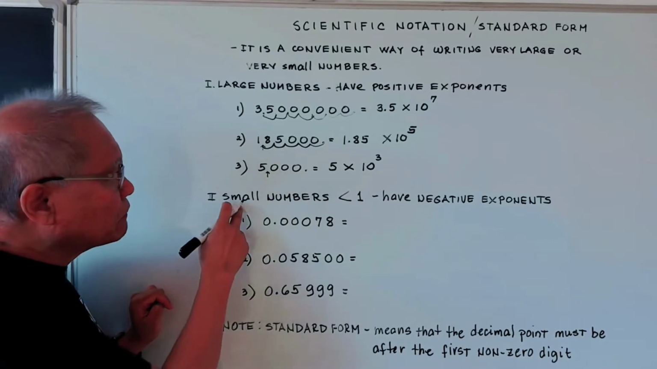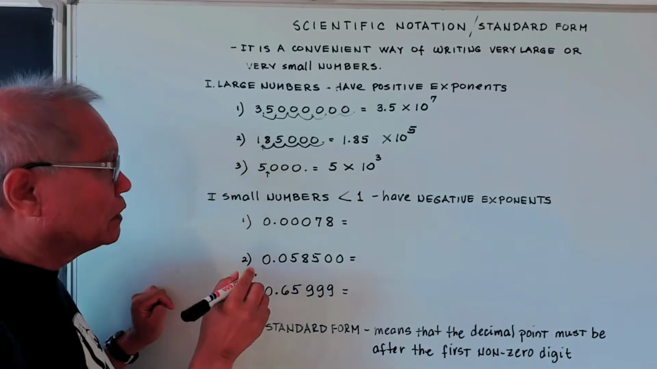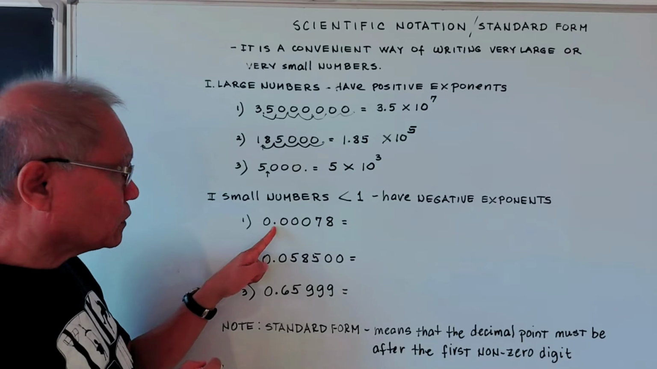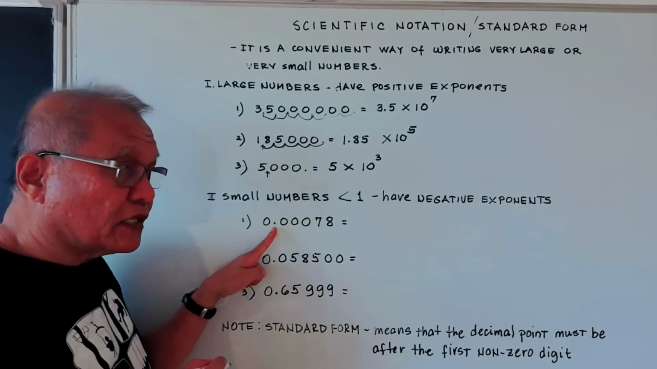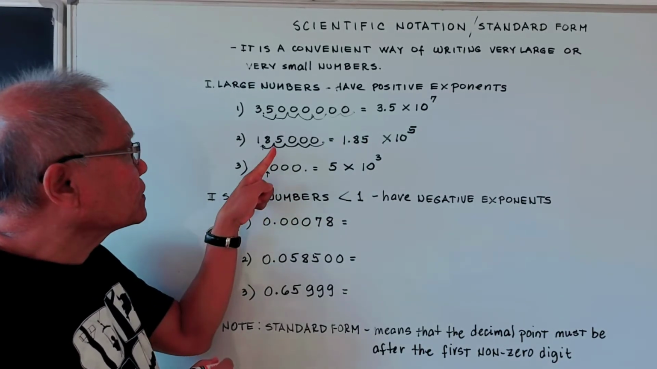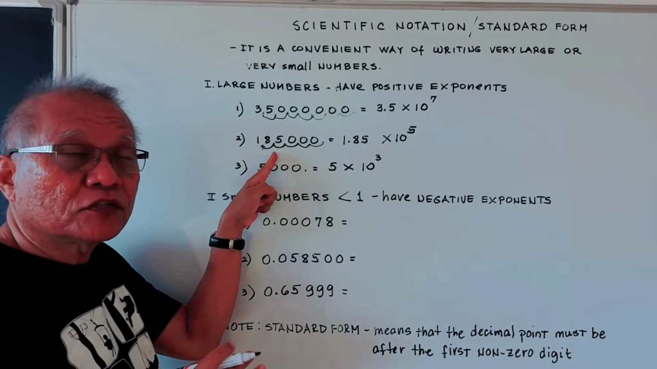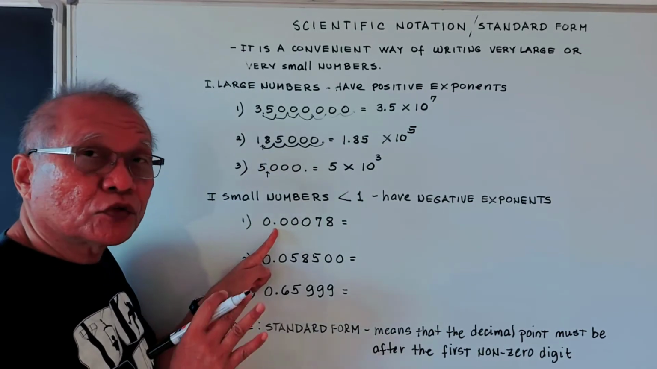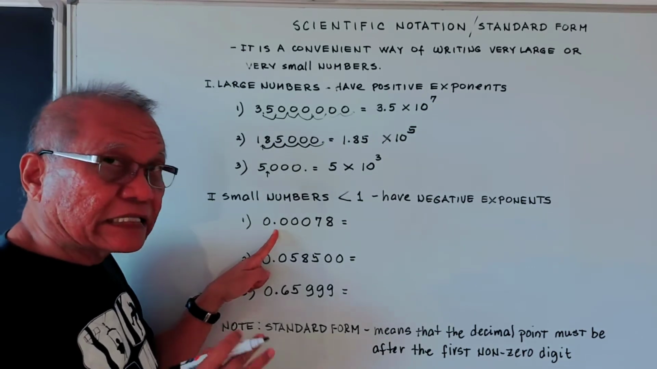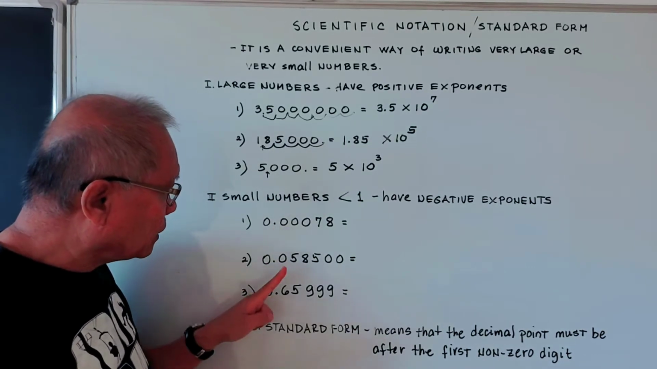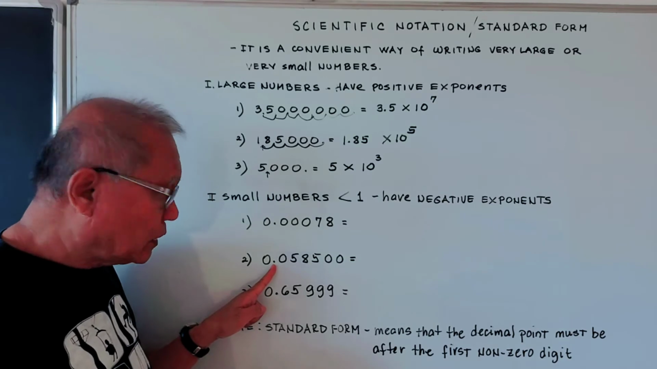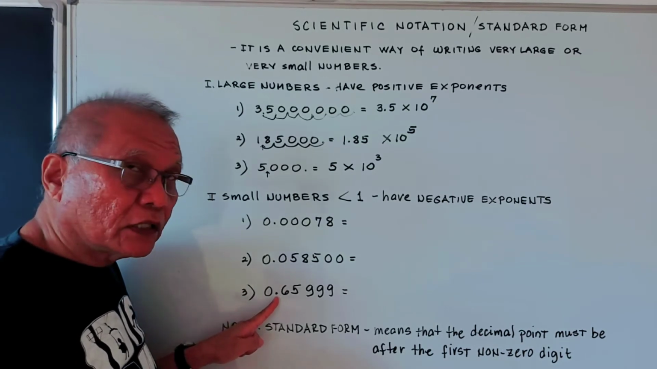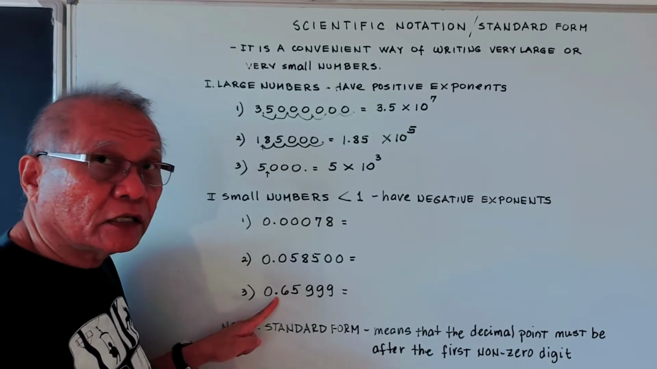Now let's have the small numbers. You see here the decimal point. You can see the decimal point, while in a large number, you don't see it. Usually, we don't see the decimal point. It's invisible. Here, it is shown. You have to show that this one is less than 1. So you can see the decimal point here, and for number 3, you can also see the decimal point here.